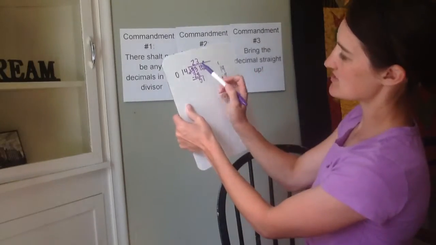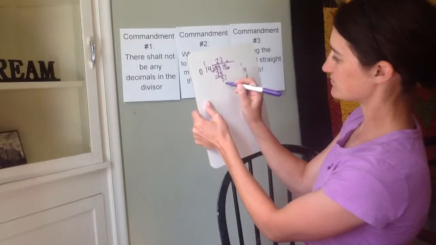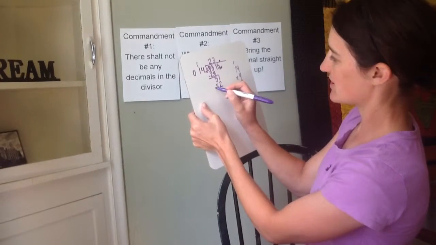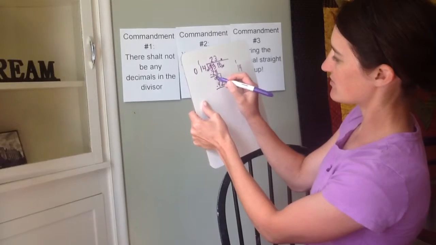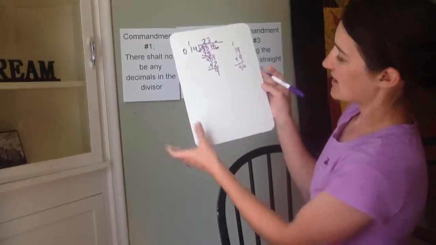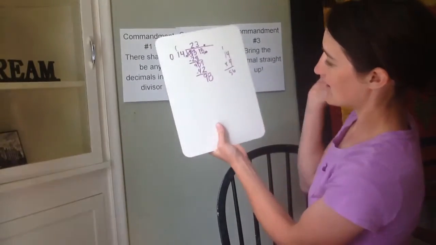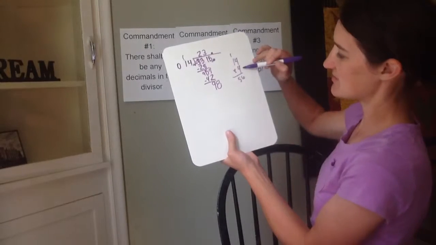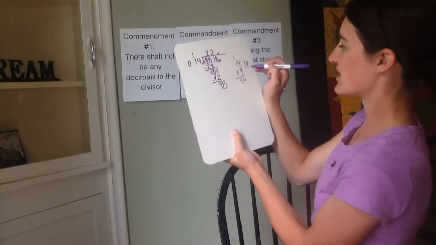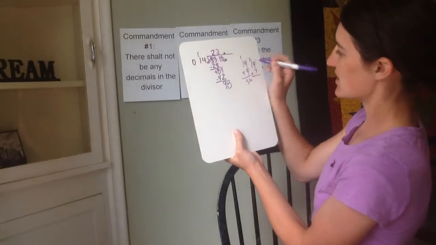4 times 3 is 12. 3 times 1 is 3, plus 1 is 4. Subtract that, and I'm going to borrow, regroup, and I'm going to get 9. Now, bring down my last number, 98. And I've got to think again. If I times it by 4, I got 56. So let's try 7. 4 times 7 is 28.